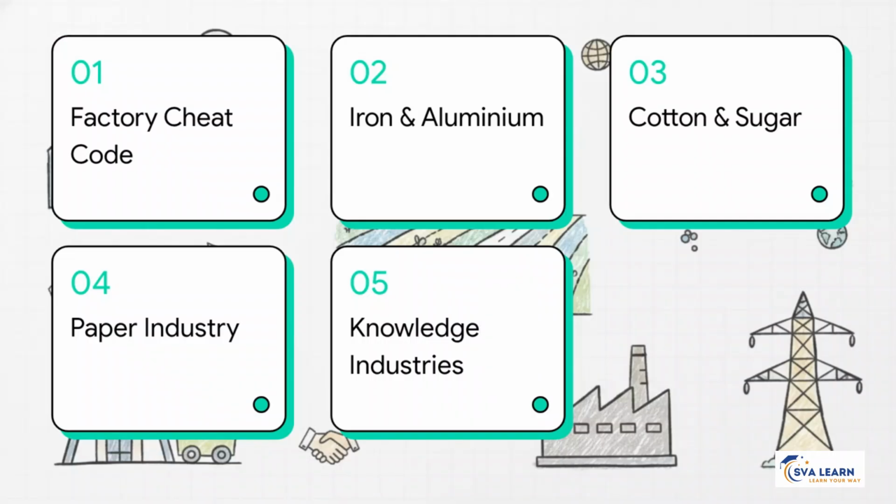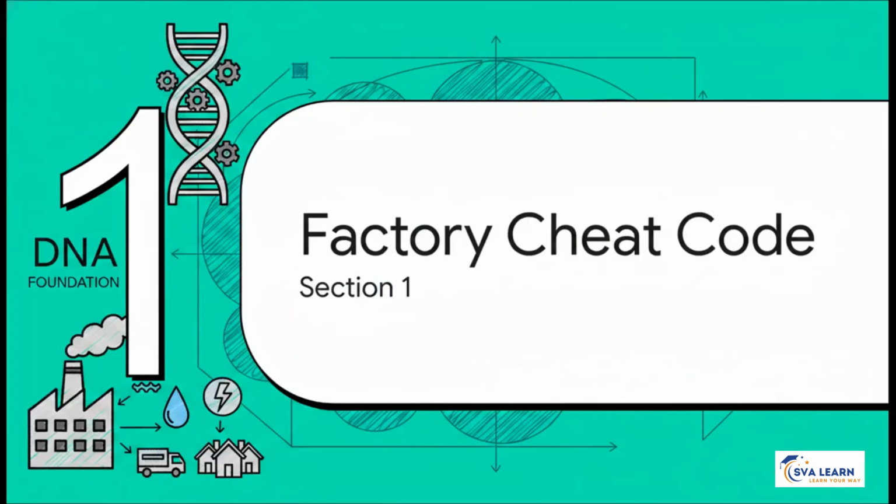All right, here is our quick roadmap to max marks today. We're looking at 5 strategic buckets. The factory cheat code, basic metals, which covers iron and aluminum. The classics like cotton and sugar, forest finds, focusing on the paper industry, and we'll wrap up with the future, our knowledge industries. Let's jump straight into Section 1, the factory cheat code.